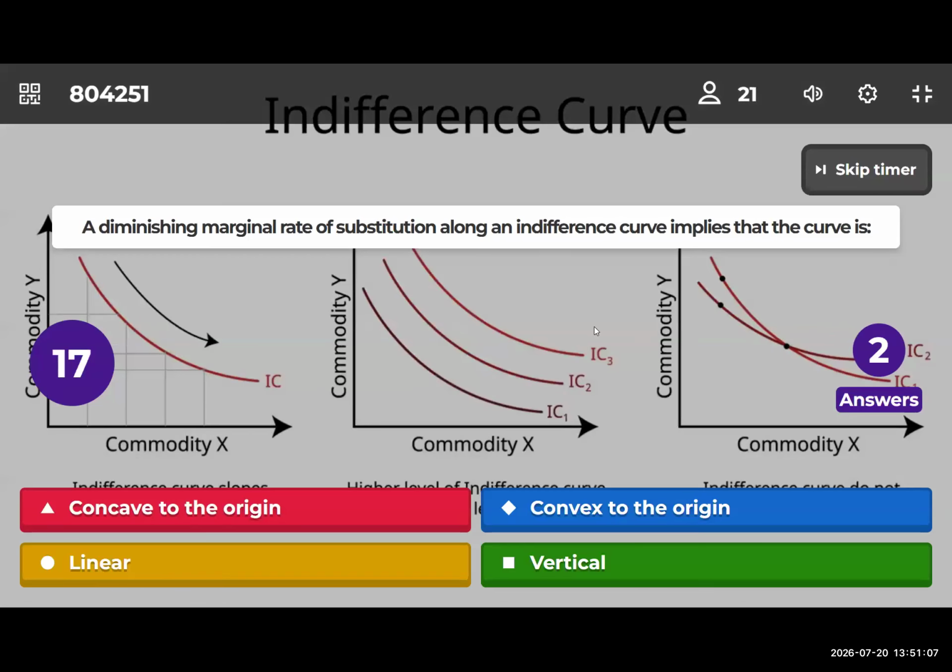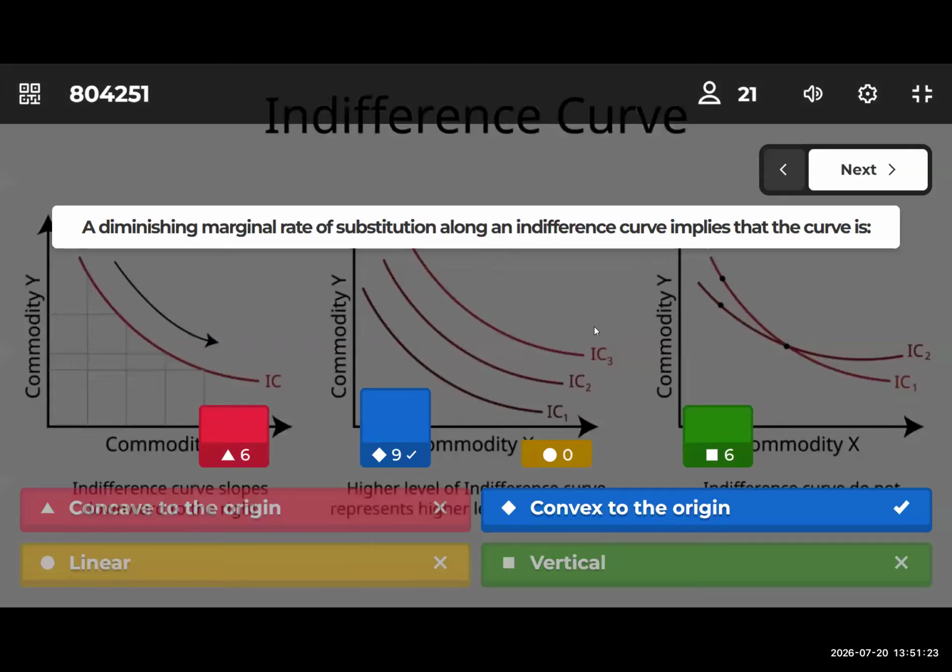Diminishing marginal rate of substitution along the indifference curve implies the curve is convex to the origin. Indifference curve is vertical? Have you ever seen me draw a vertical indifference curve? No, not even for perfect substitutes and perfect complements.